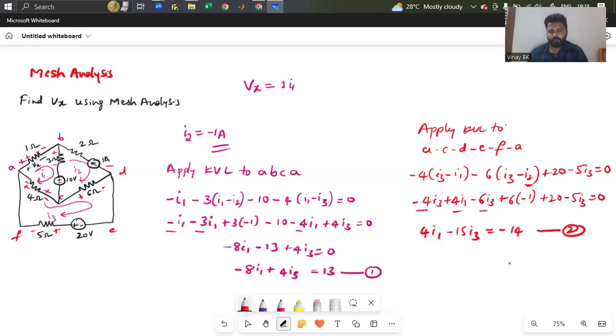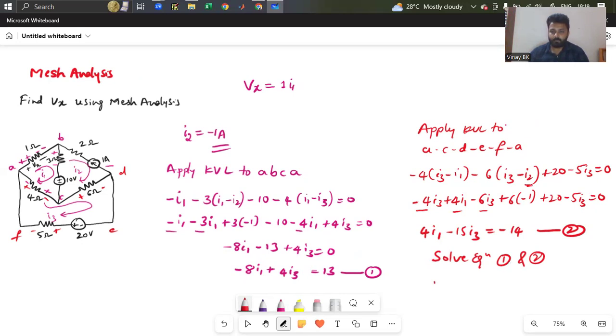So now solve equation 1 and 2 with the help of a calculator. Then you'll get the value of I1 and I3. Then you can get the value of Vx, that is, I1 value is nothing but Vx. So you can see minus 8 and 4, 13. Similarly, 4, minus 15 and minus 14. So you can get the value of I1 as minus 1.3365.